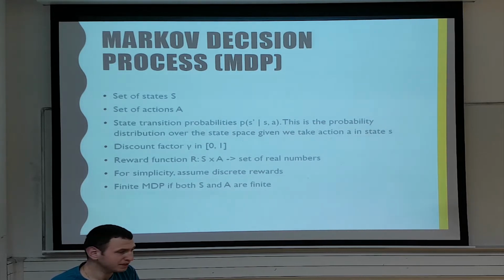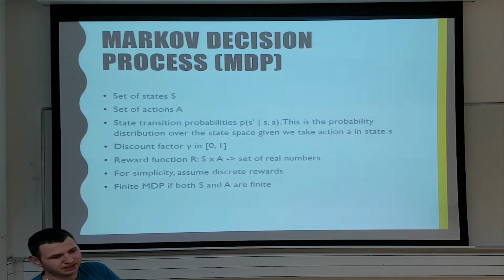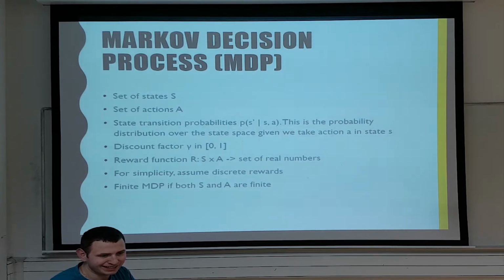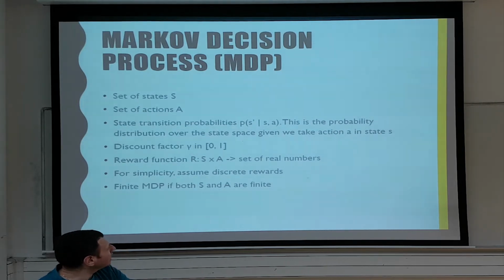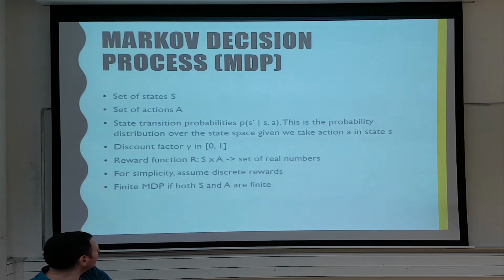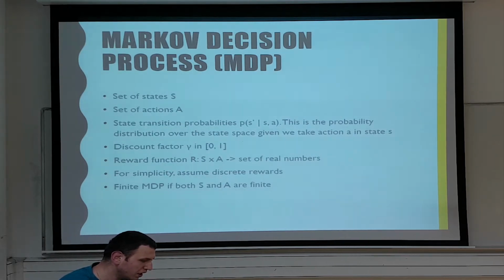Markov decision processes, MDPs. So a set of states that are defined as S and a set of actions that are defined as A. The state transition probability is the probability over the next state for a given state and a taken action. Okay, so the discount factor is how much we believe in the future actions.